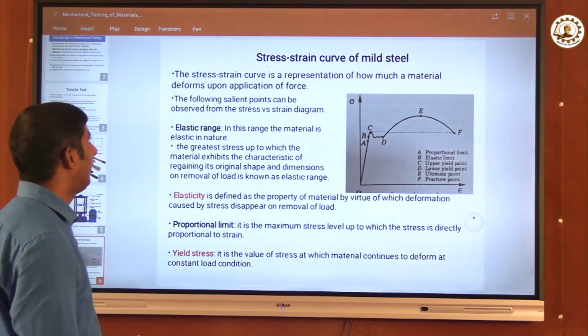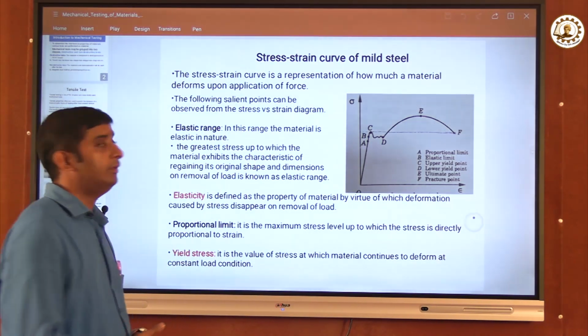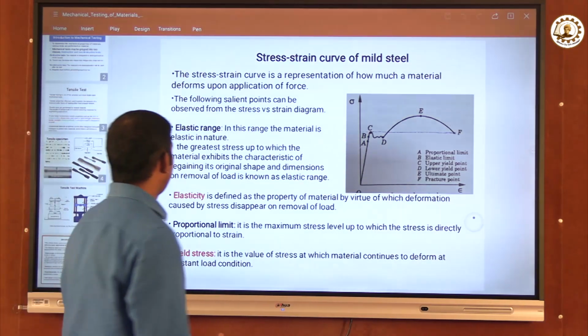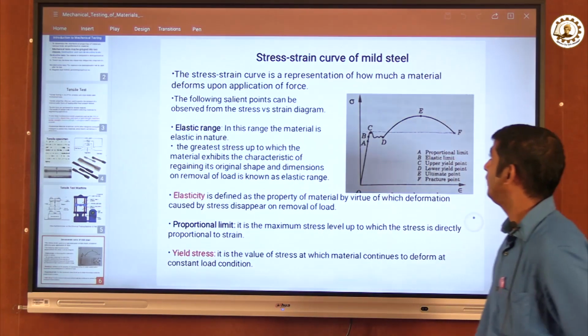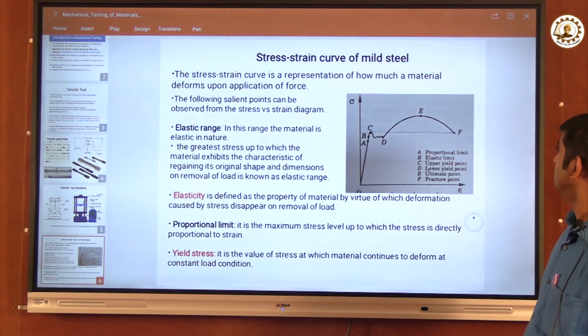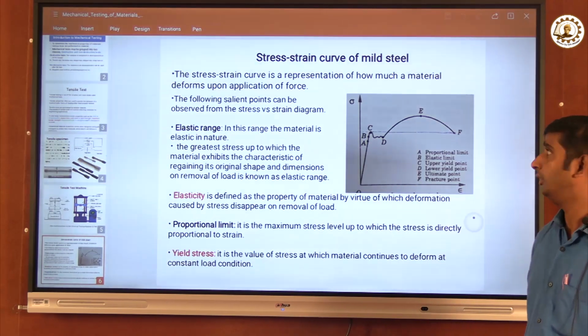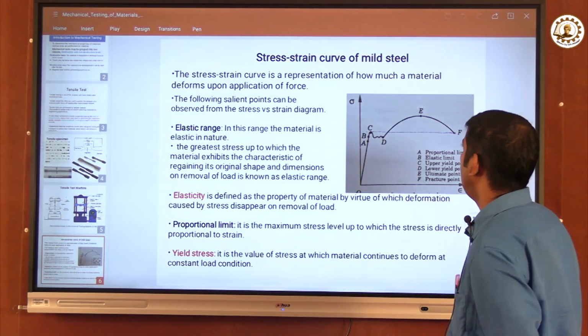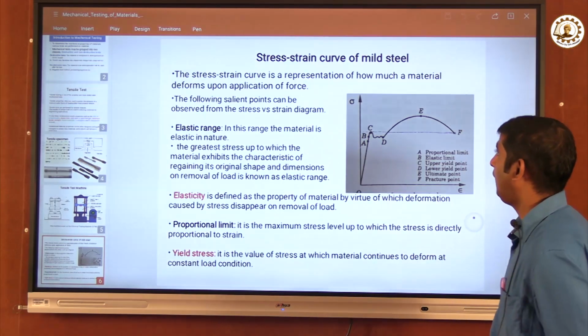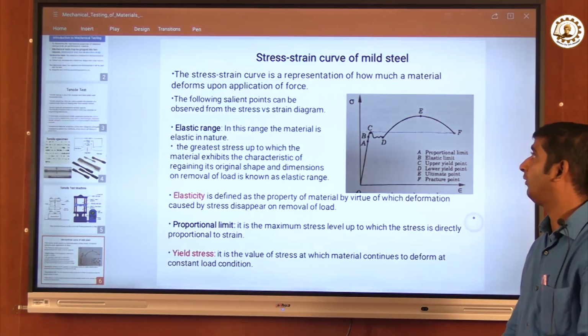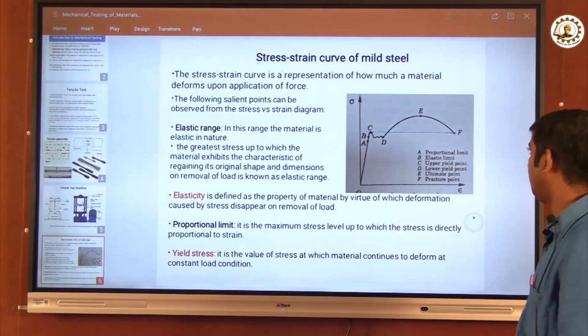A stress-strain diagram of the mild steel. The stress-strain curve is a representation of how much a material deforms under application of force. The following salient points can be observed from the stress versus strain diagram.